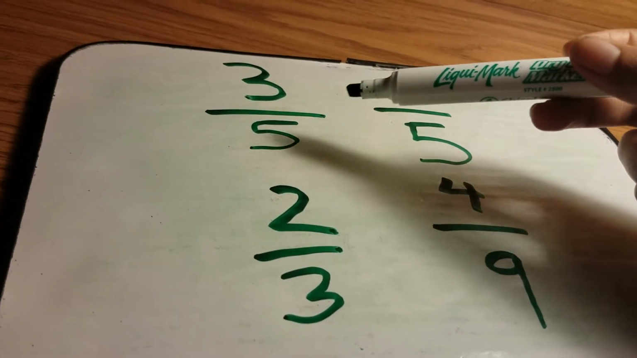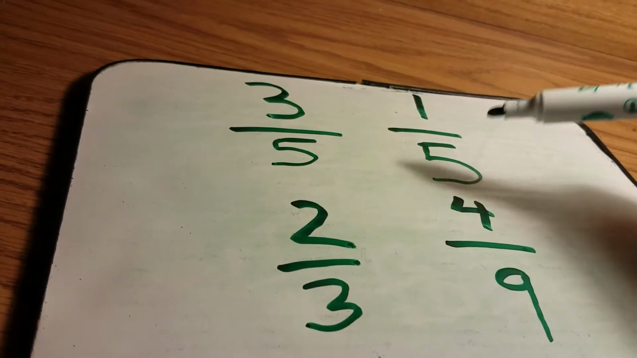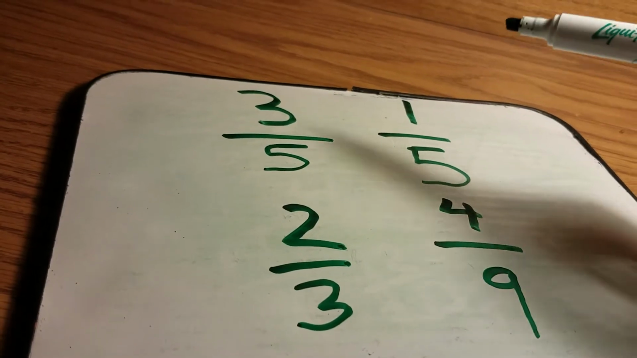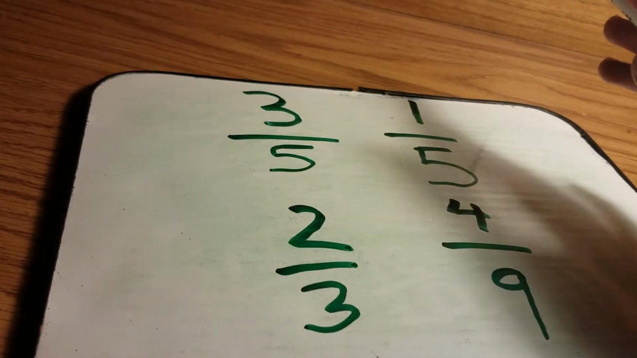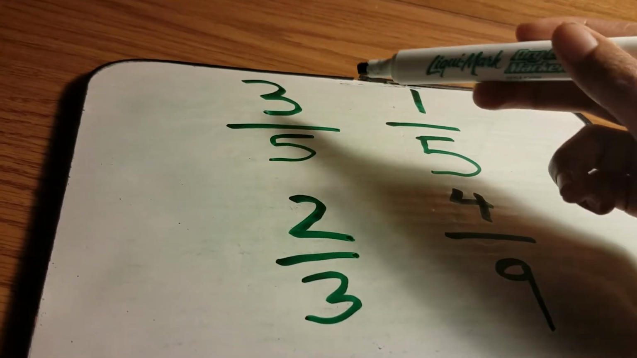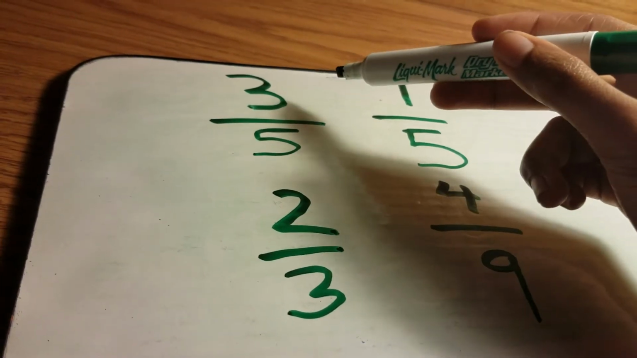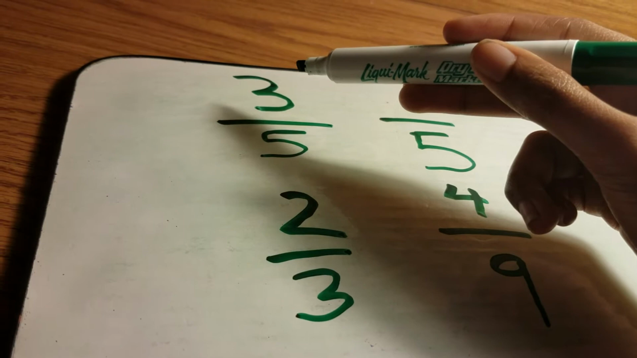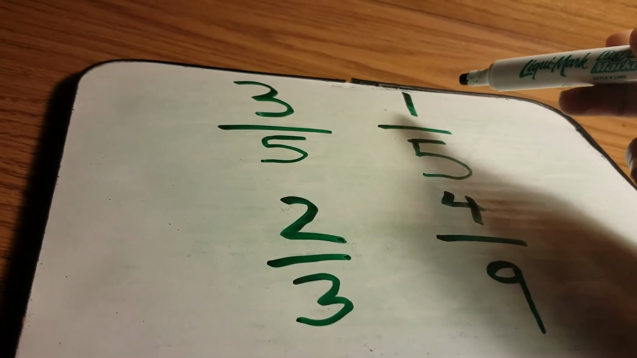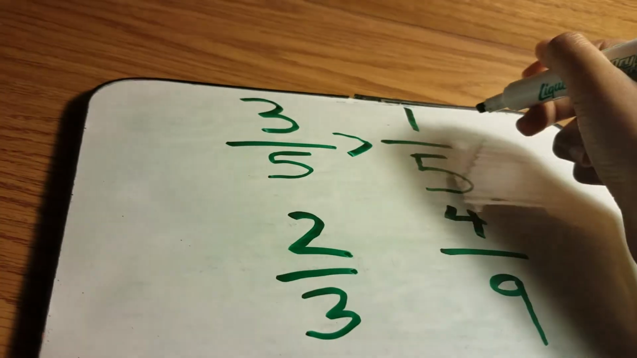So our first example, we have two fractions with the same denominator. When you have two fractions with the same denominator, this actually makes things pretty easy and simple, because all you have to do with this is look at your numerators. In this example, 3 is larger than 1. So automatically we know that 3/5 is greater than 1/5.